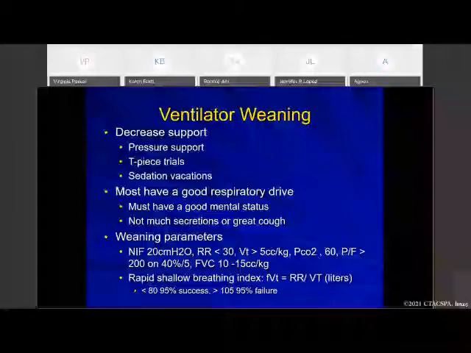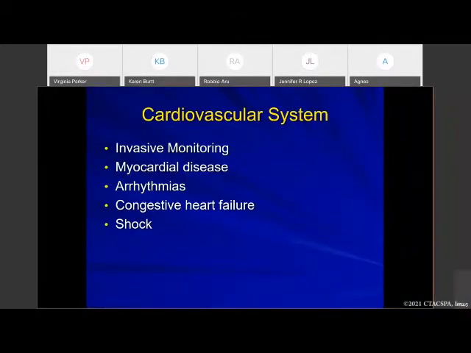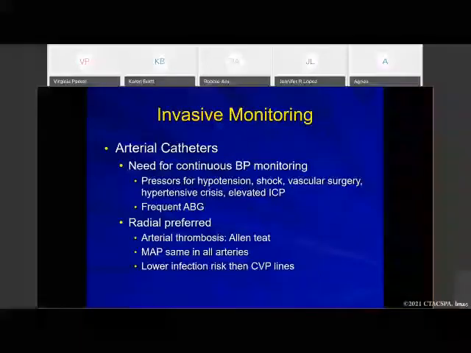So some of these parameters are still viable, whereas the rapid shallow breathing index doesn't necessarily talk much about their mental status. And you'll also see someone with a good rapid shallow breathing index when they're in a hyperdynamic septic state, but their minute ventilation is so high you wouldn't extubate them because they'll just tire out. So we'll talk about invasive monitoring and those different subjects.